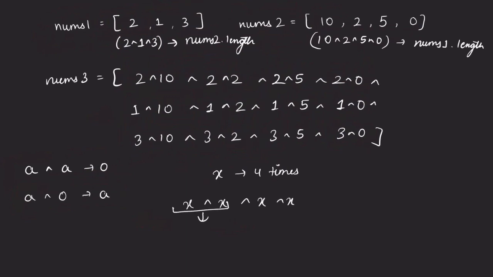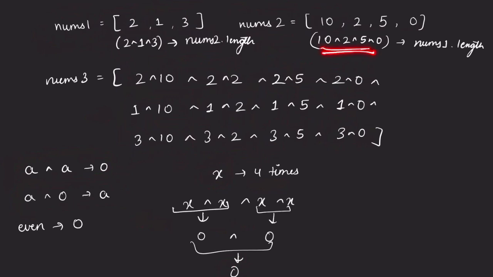When a number is being XORed with itself, we get a 0, right? So this will give you a 0, this will also give you a 0, and then 0 XOR 0 will also give a 0, right? So there is one conclusion that you can make over here: when a particular number is being XORed an even number of times, then the answer is 0, right? Whenever a number is being XORed an even number of times, the answer is 0.